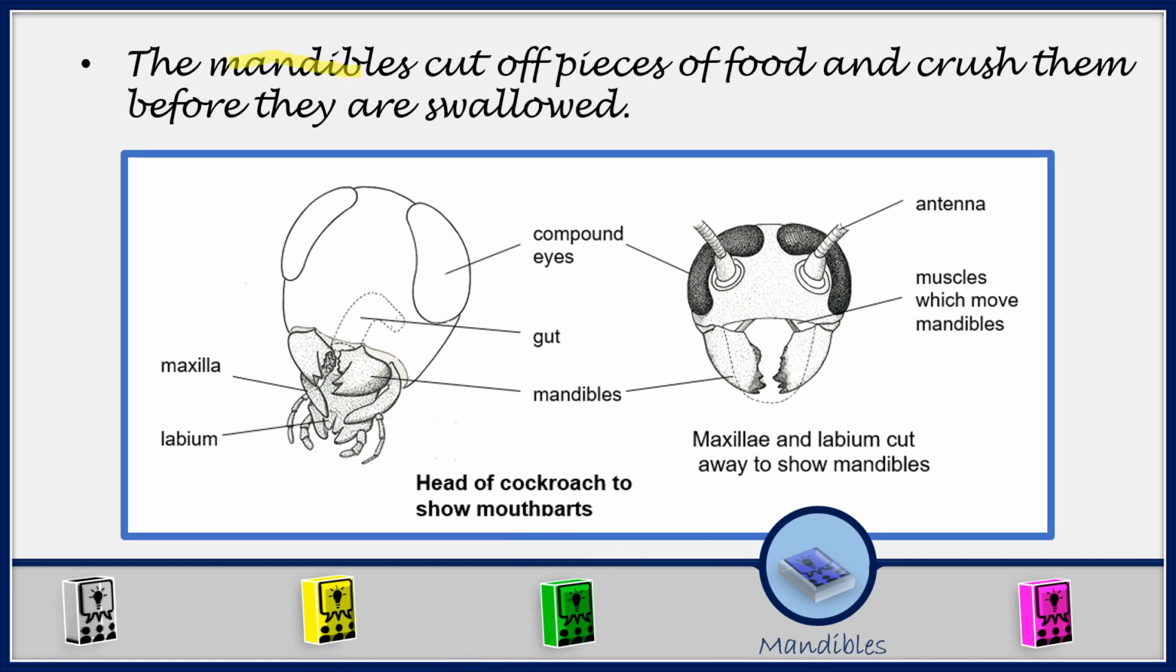The mandibles cut off pieces of food and crush them before they are swallowed. That is the work of the mandibles. Their work is to cut pieces of food and then crush them. And after crushing them, they will be swallowed via the gut. And that is the work of the mandibles as one of the parts of the mouth parts of the insects.